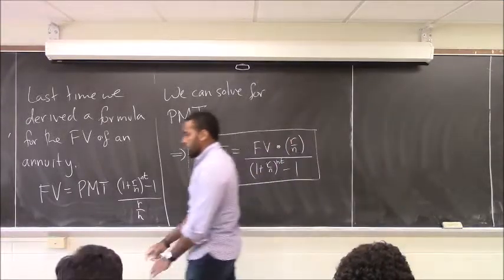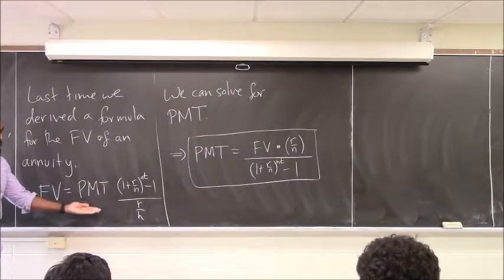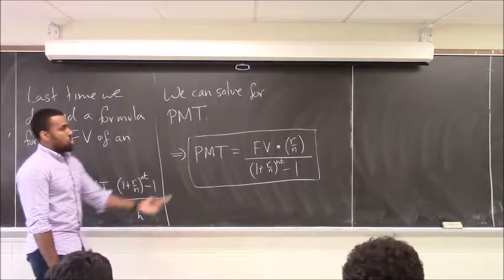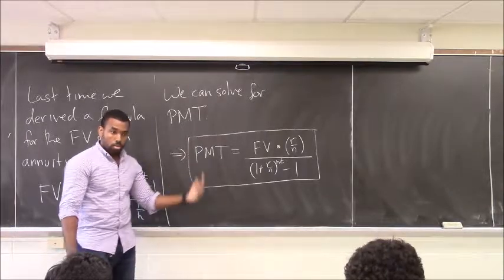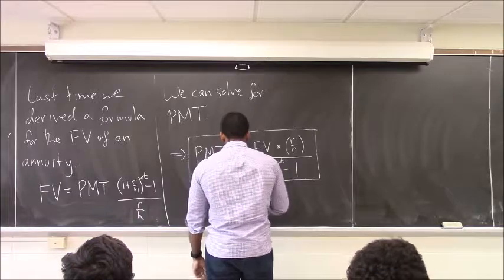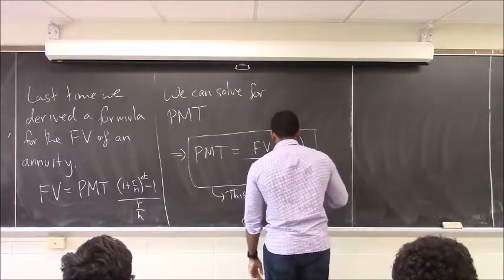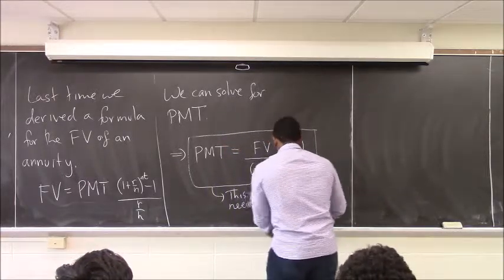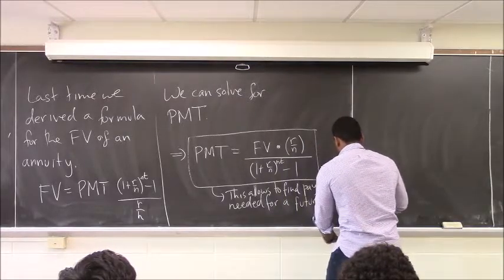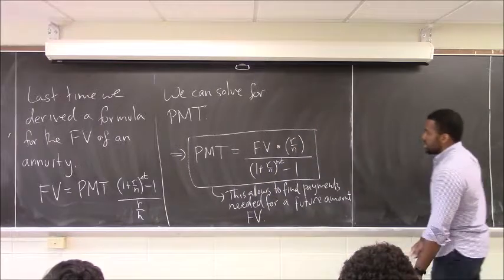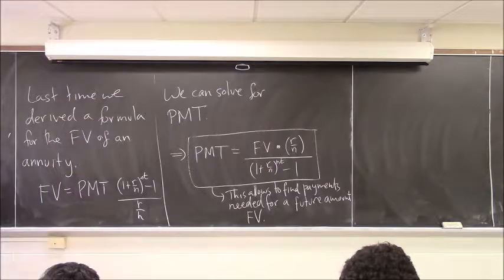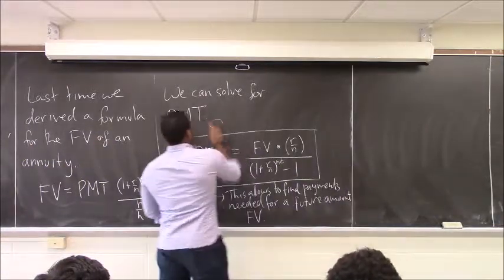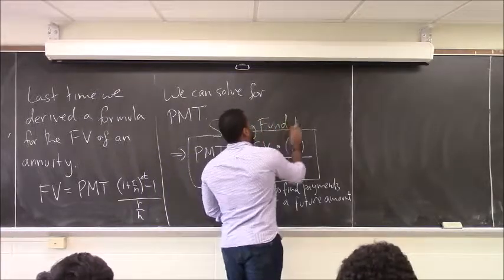And so this is just looking at the same process from a different angle. Here we figured out if I'm making these payments, how much will I have at some point in the future? But you can also look at it from another perspective. Let's say I know how much I want to have in the future. What should my payments be now? Right? So this allows us to find the payments needed for a future amount FV. And this formula actually has a name. It's called a sinking fund formula.